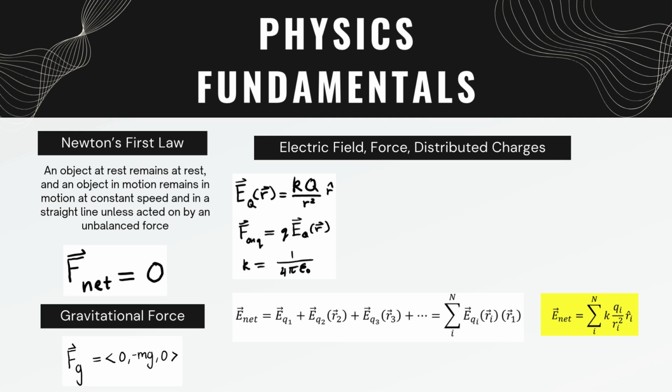The electric field is equal to kq over r squared in the direction of r hat, where r is the distance between a charged particle and an observation point. And the force on another charged particle by that original charged particle is equal to q times the electric field of the original charged particle. For distributed charges, the electric field is a summation of the charges from each particle, which is usually calculated as an integration.